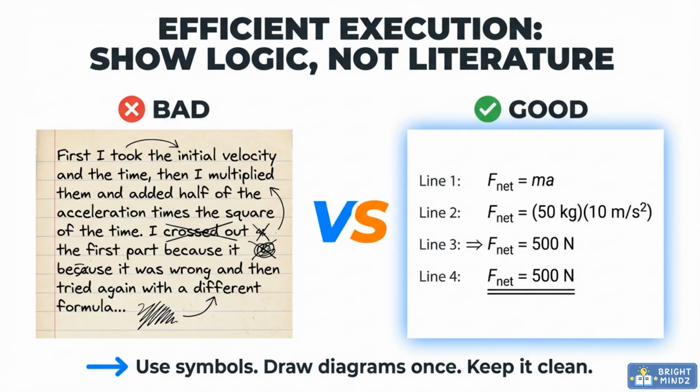Exams reward clear logic, not storytelling in words. Show your method in short, tidy steps instead of long sentences. Start with the formula, substitute the numbers, then simplify down to the final answer. This makes it faster for you to think and easier for the examiner to award marks. Use symbols, not paragraphs. Draw any diagram once, label it clearly, and refer back to it. Clean working leads to quicker, more reliable marks.